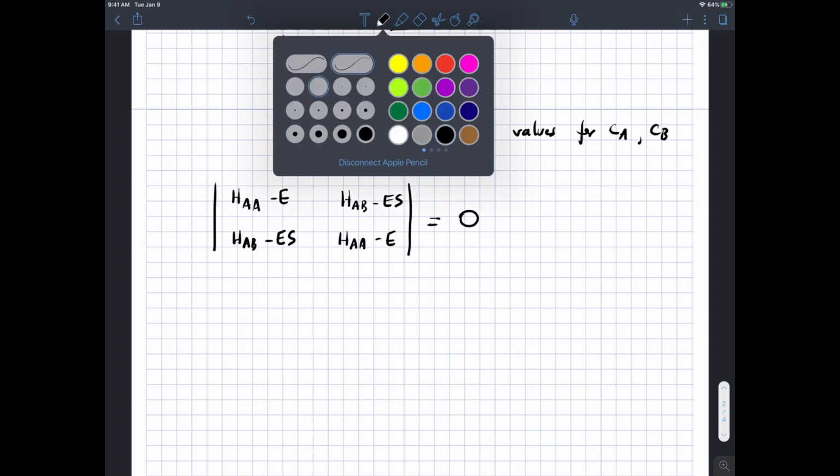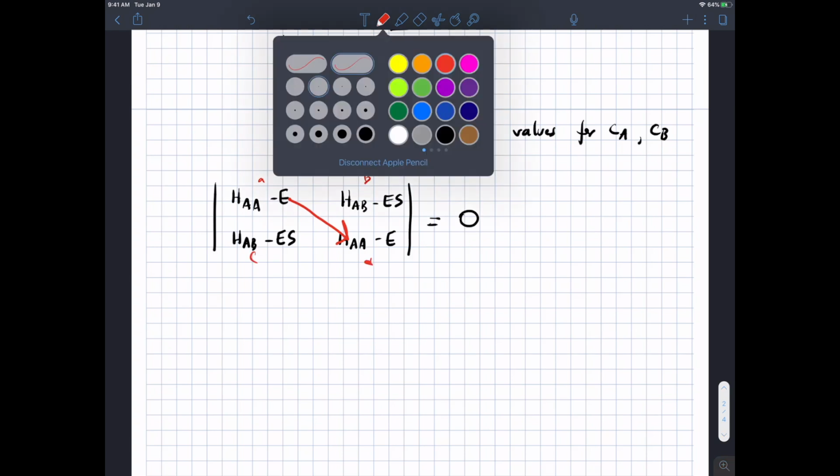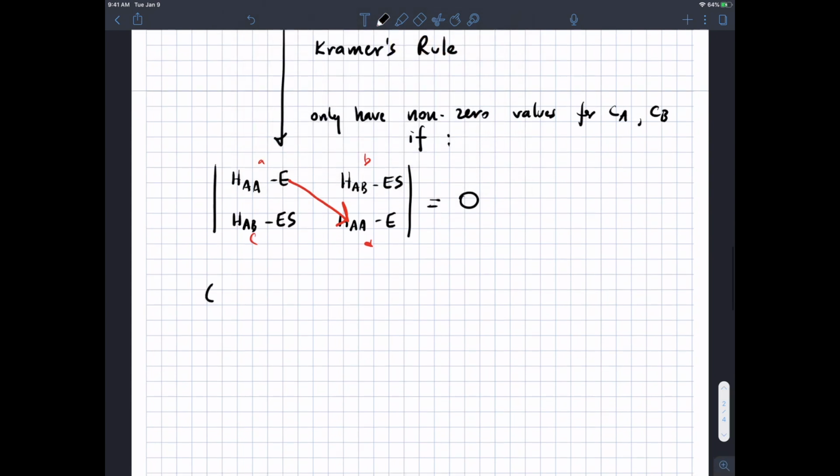So determinants, if you recall, involve 2x2 matrices, and that's all the determinants we're going to do, so don't worry. If you've got A, B, C, and D, it's A times D minus B times C. So we can rearrange this into (HAA minus E) squared minus (HAB minus ES) squared equals 0.